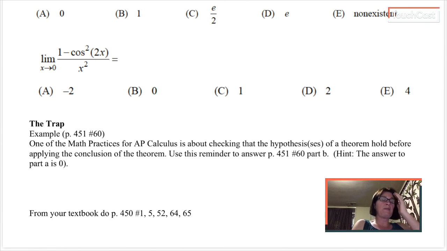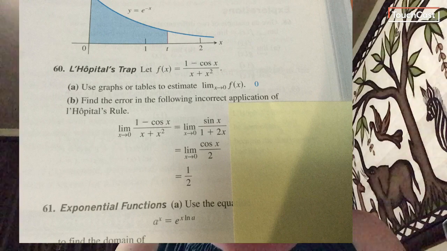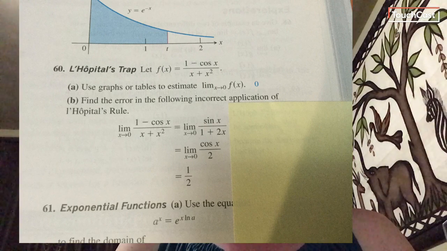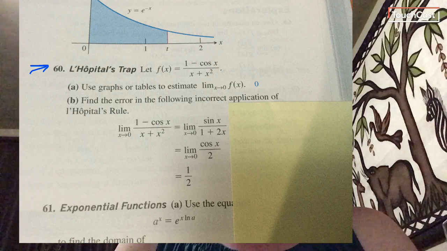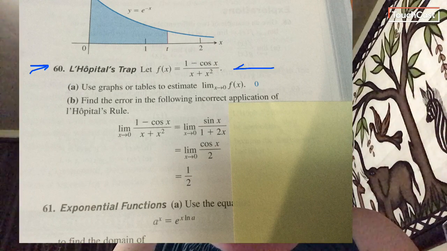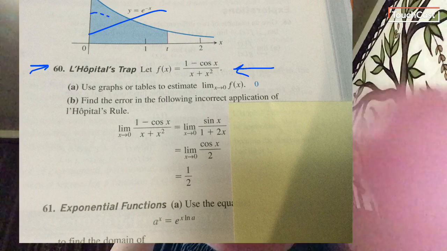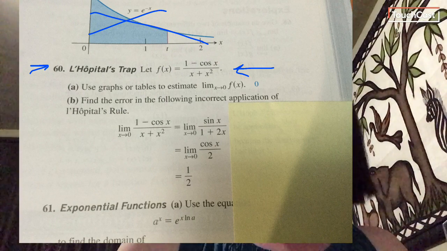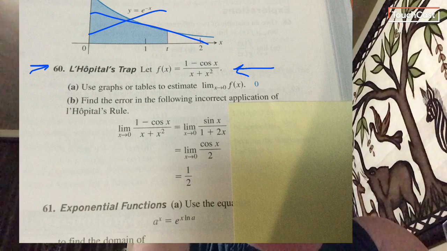So would you keep that in mind? I'm going to show you a picture out of your textbook so you don't have to go get your textbook. I'm going to show you this question. It's titled L'Hopital's Trap. We're going to answer part B. Here's f of x, 1 minus cosine x over x plus x squared. They haven't given us a graph. They haven't given us anything except this function definition.